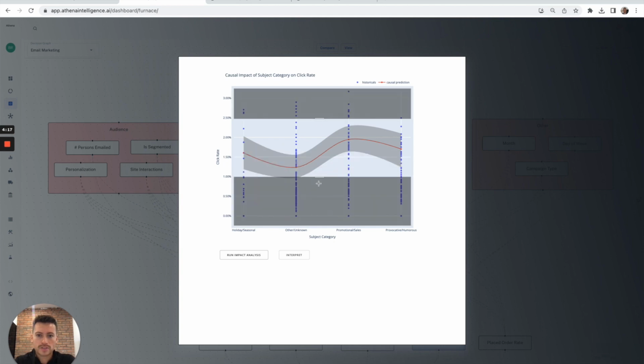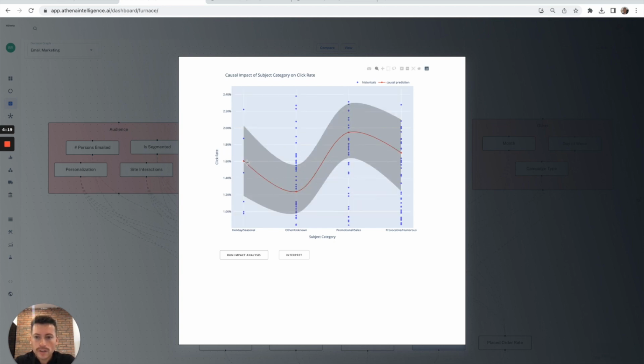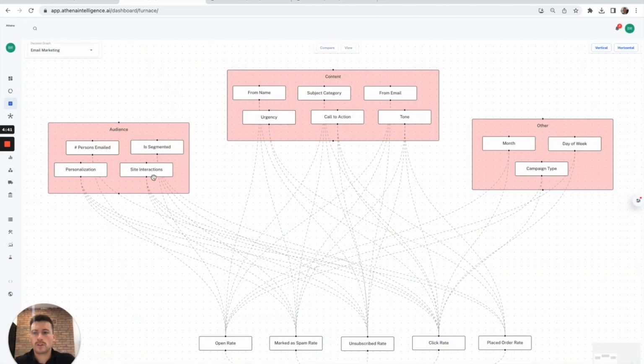And we find something pretty interesting here. We notice that, again, holiday seasonals at 1.6% click-through rate, but promotional and sales is actually at 1.9. So that's going to be the most likely to get people to click through. So if we just looked at any one of those in a vacuum, we might not get to this outcome. So we can do this workflow again for any of the nodes in question.